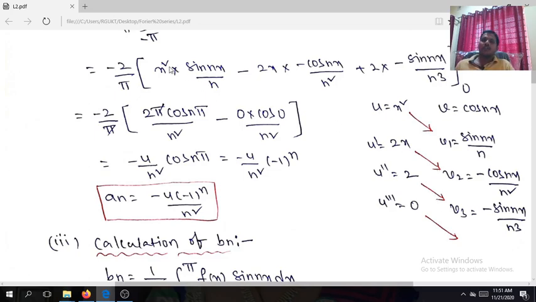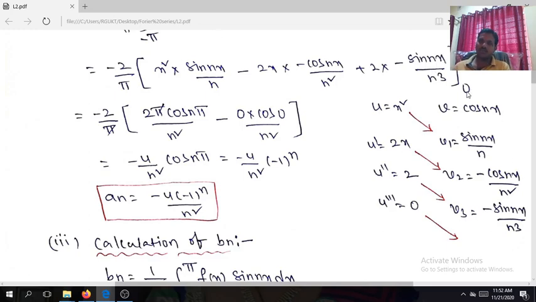Okay. u v1 is x square into sin nx by n, right? Next, u dash v2. u dash is 2x, with alternately positive, negative signs, so we get x square into sin nx by n minus u dash, which is 2x, times v2. v2 is nothing but minus cos nx divided by n square. Here minus is there. Next is plus 2 into u double dash into v3, where v3 is minus sin nx divided by n cube. Is it clear for this step?